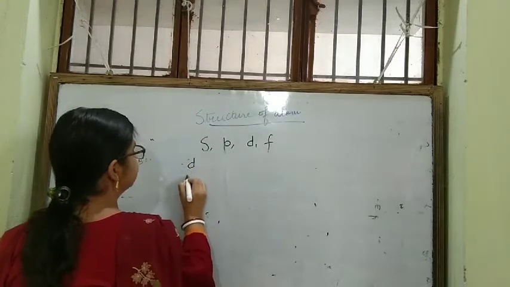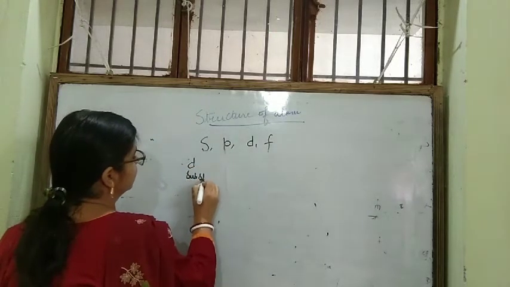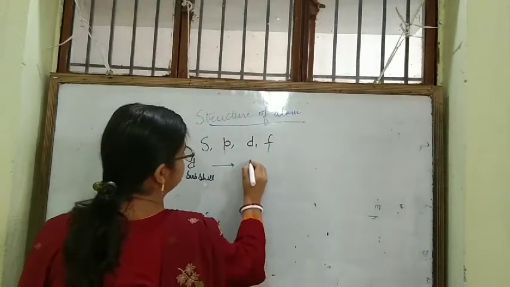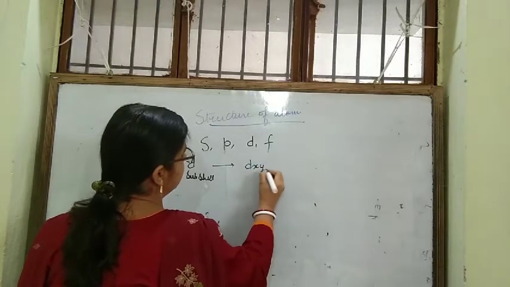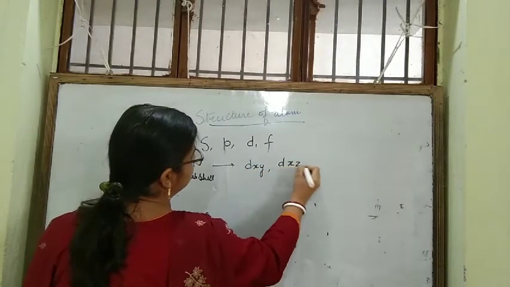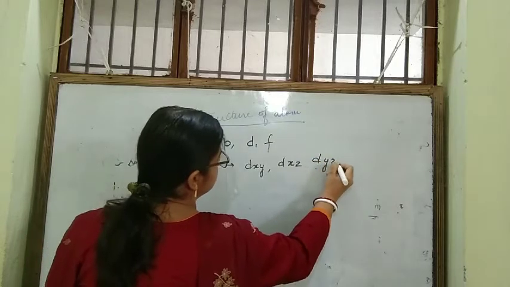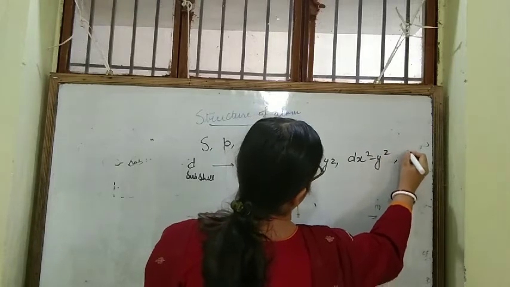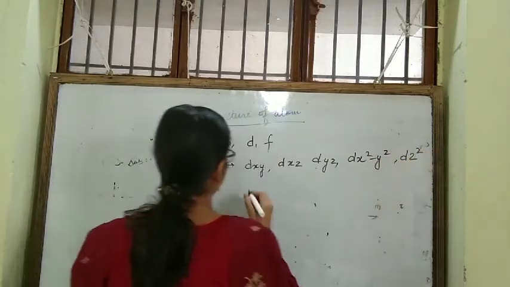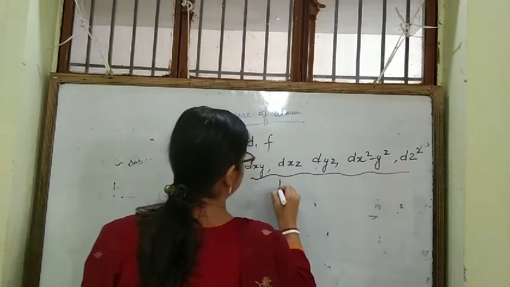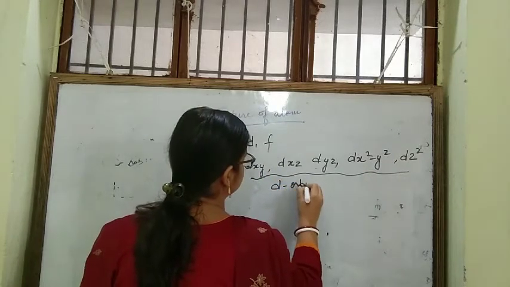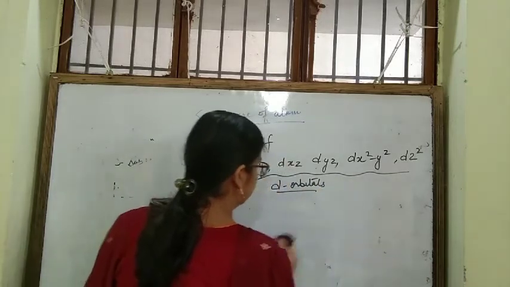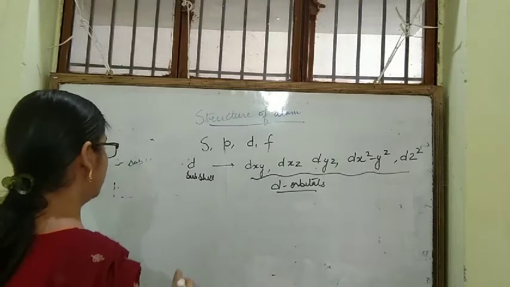Yes, d subshell is having 5 d orbitals: dxy, dxz, dyz, dx square minus y square and dz square. 5 d orbitals are there in d subshell.